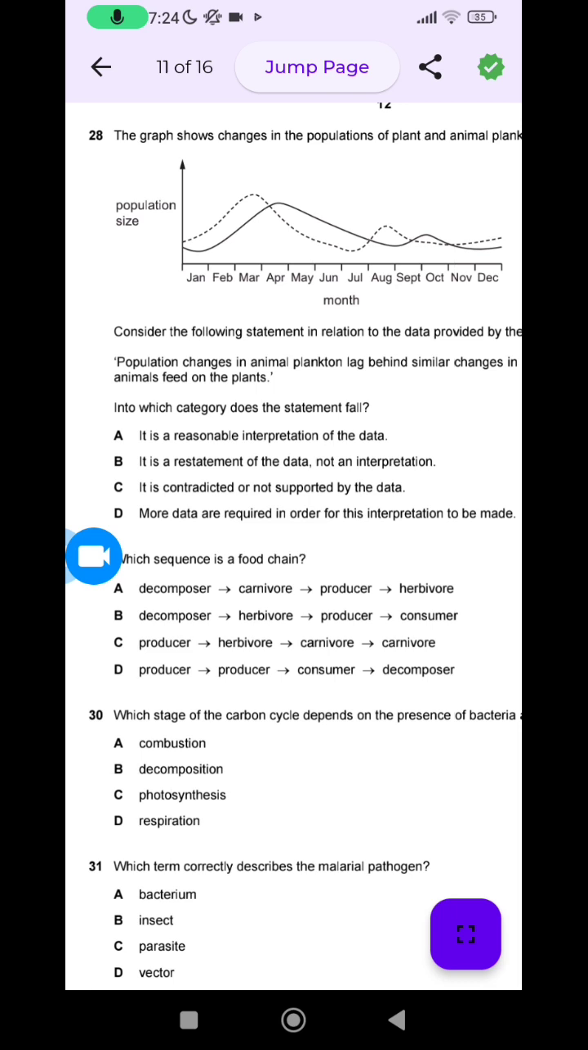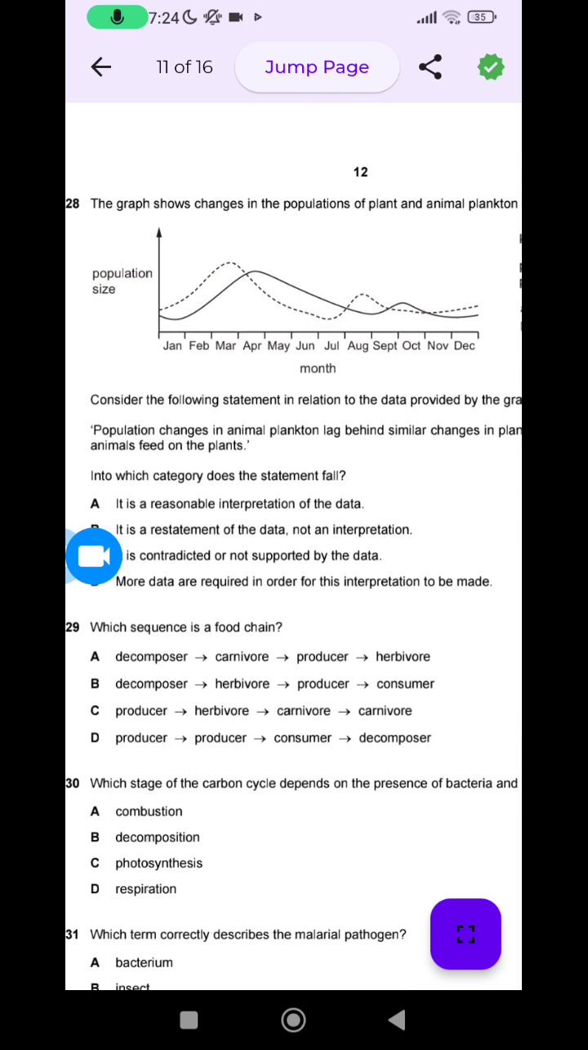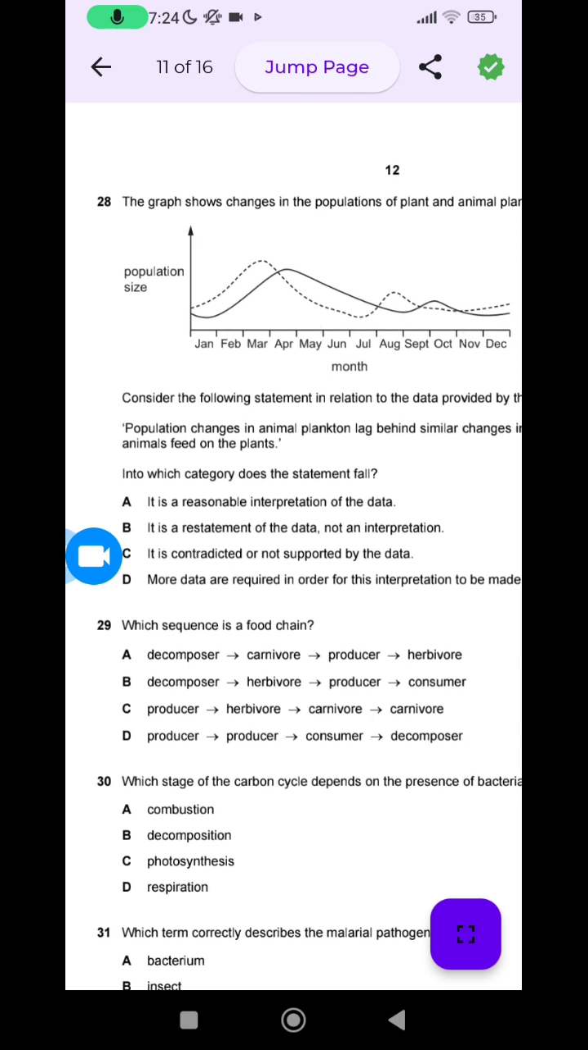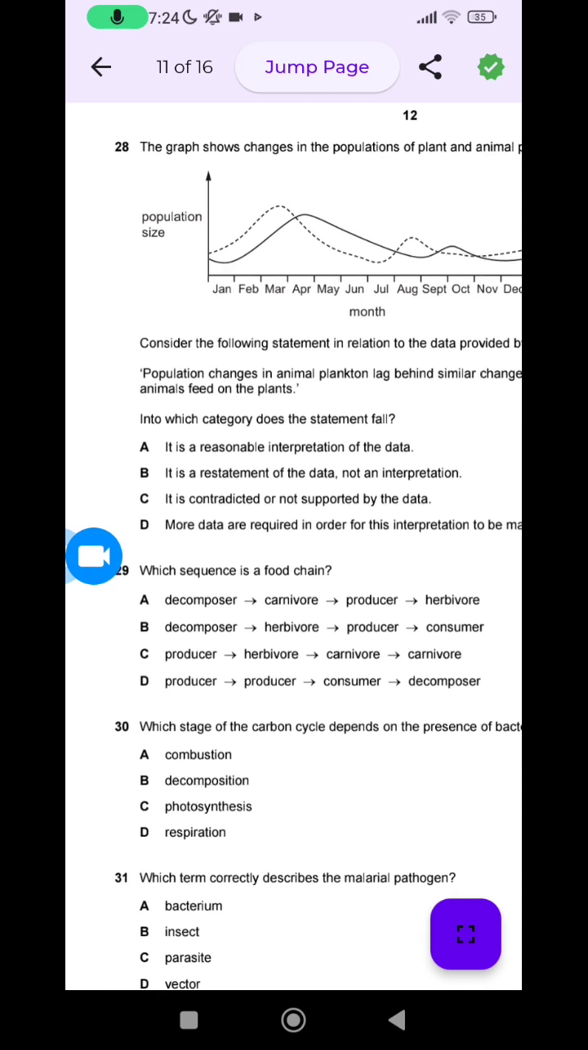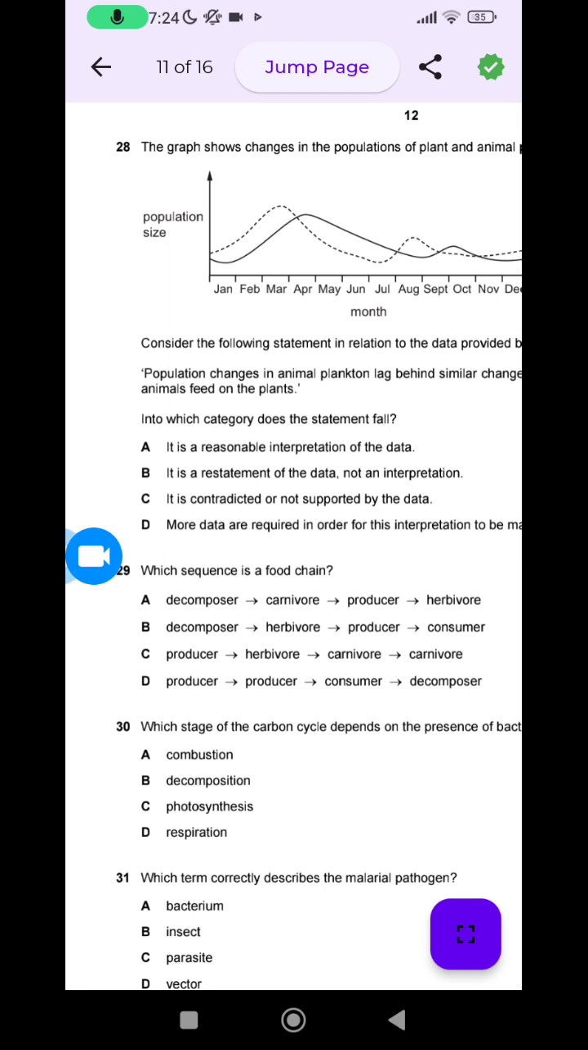Now, we can easily say that it is not a restatement because the graph only shows us the population changes. It does not say that they are related in some way, like due to animals eating plants. It is not indicated by the graph. So B is incorrect.